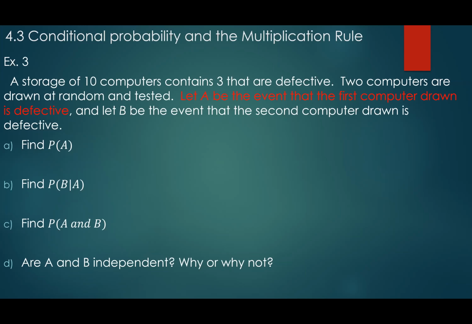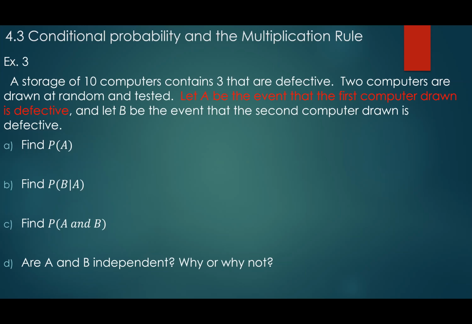But let's take a look at the rest of the information they give us, which is, let A be the event that the first computer drawn is defective. So probability of A is basically, we take out one computer and that computer is broken, is defective, right? And let B be the event that the second computer drawn is defective.